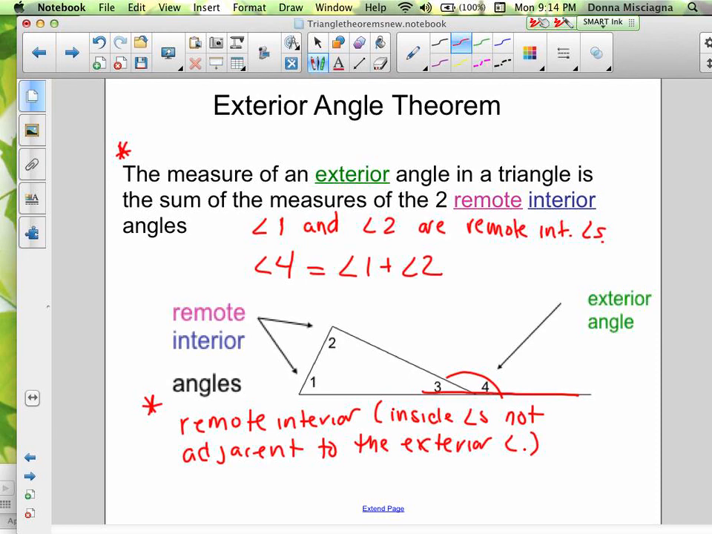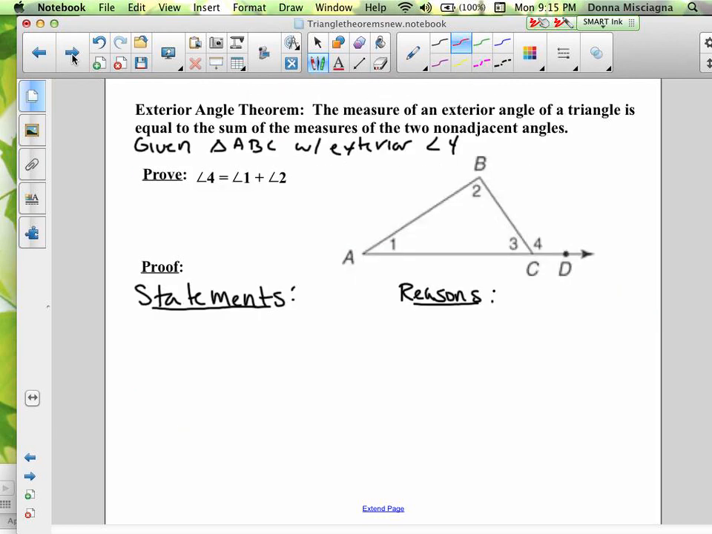All right, so now let's actually prove that to be true. We're going to do that on the next page, and you have this slide in your notes as well, or most of it anyway. Exterior angle theorem: the measure of an exterior angle of a triangle is equal to the sum of the measures of the two non-adjacent angles. We're given triangle ABC with exterior angle 4. Got to have a triangle to prove anything about a triangle. And if we want to prove something about an exterior angle, we better have an exterior angle. So we want to prove that angle 4 equals angle 1 plus angle 2. That's what exterior angle theorem says, so we're going to prove it.